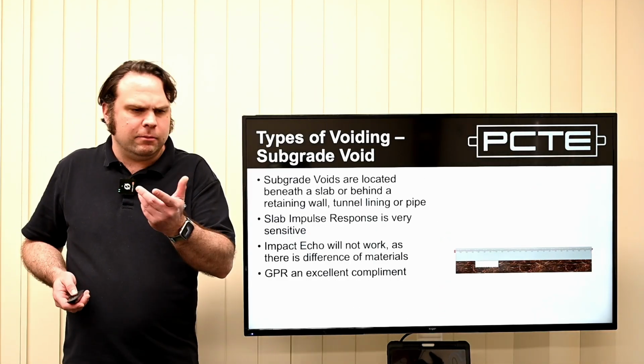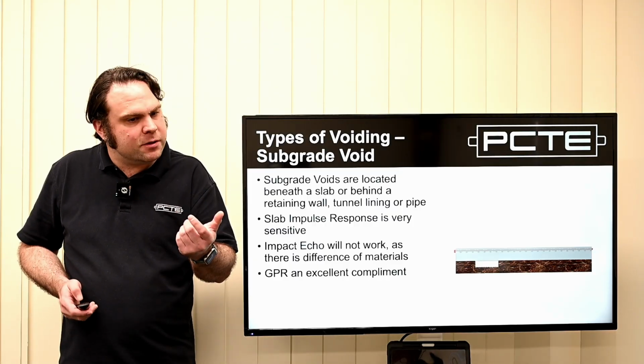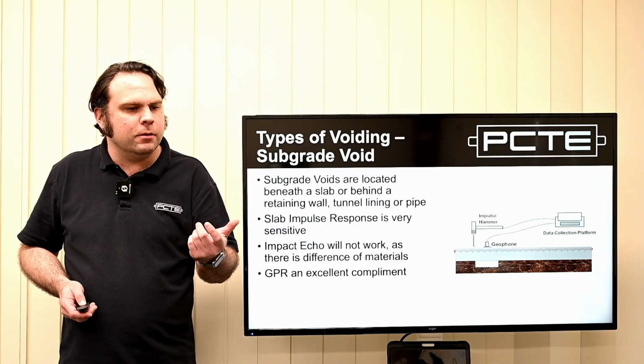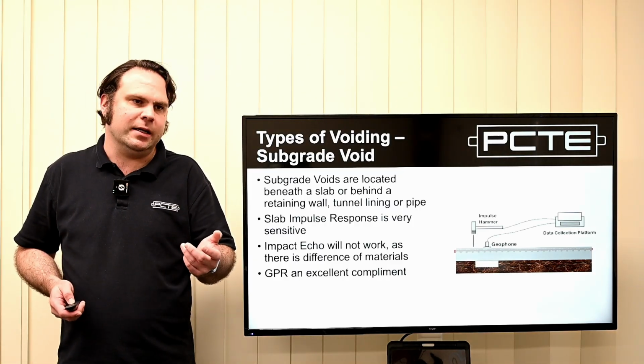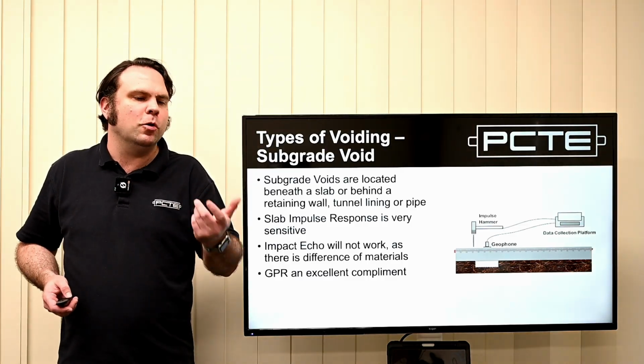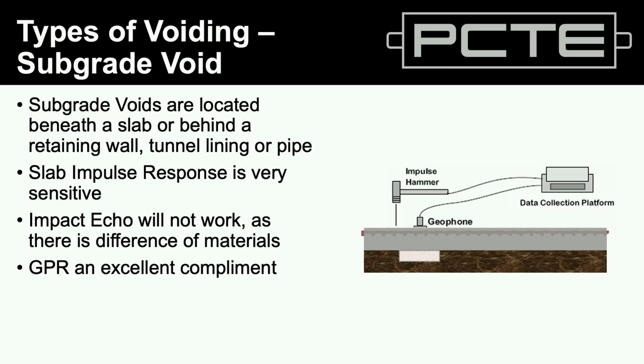Now subgrade voiding is a bit different. With subgrade voiding, we tend to use specialist techniques, because impact echo won't work, as we're testing inside the concrete, not underneath it. If we want to look for scouring, we might use a technique called slab impulse response. It does what it says on the box. We give it a great big whack and we see how the slab responds. We basically see if we can move it under hammer blow.